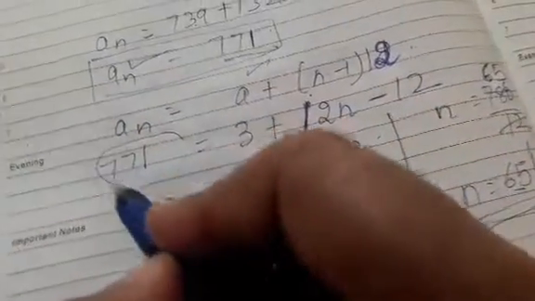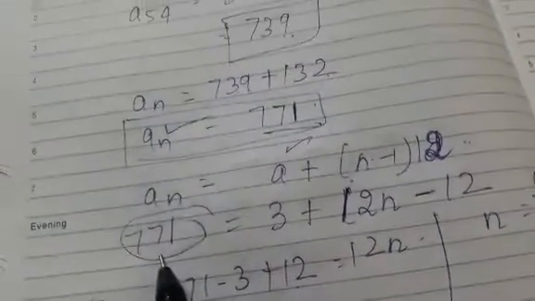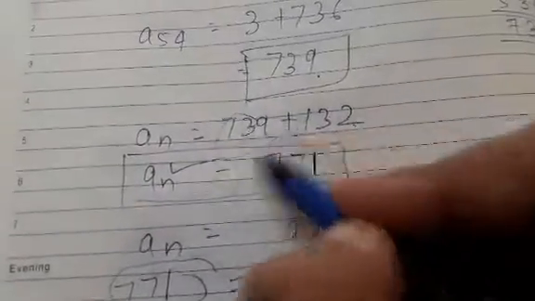That is, the 65th term is which one? 771. And how did we get this? We got this by adding 132 to the 54th term.